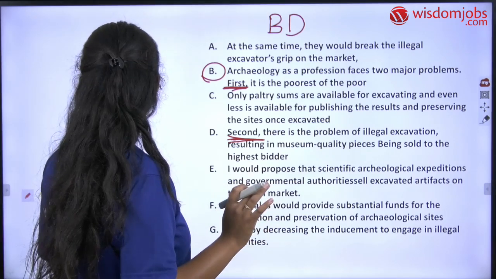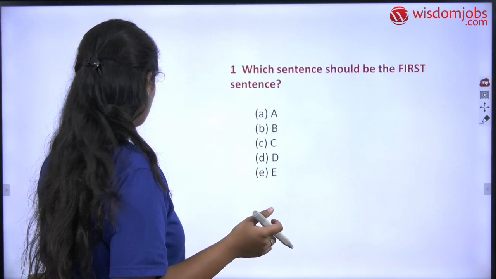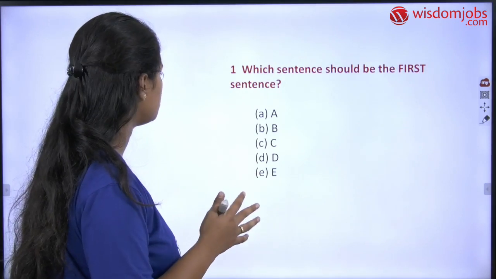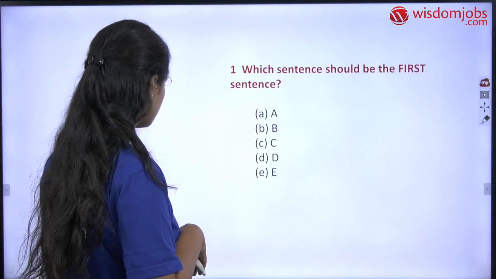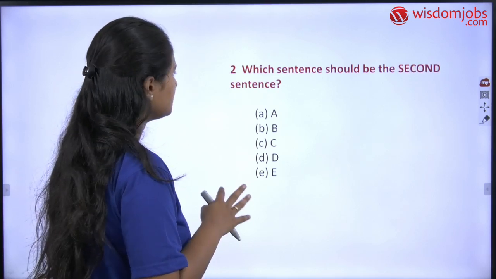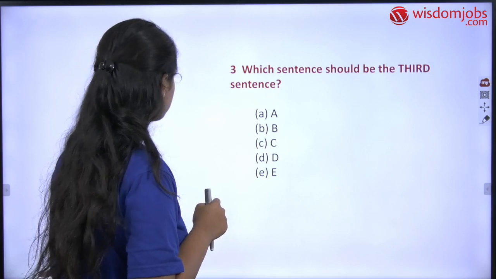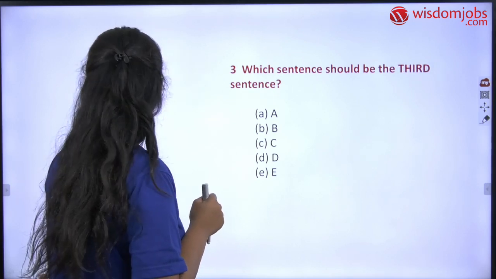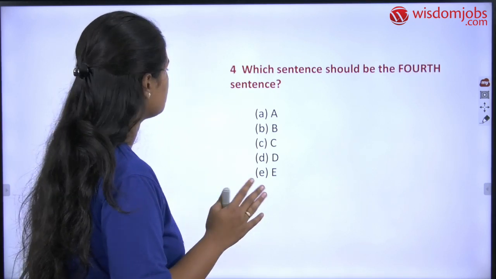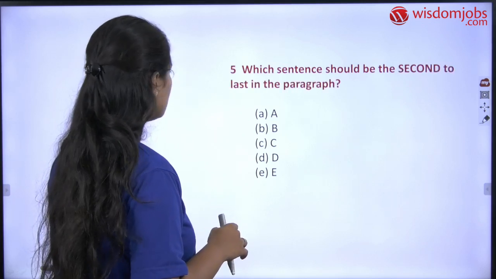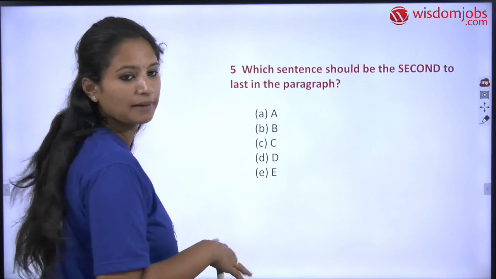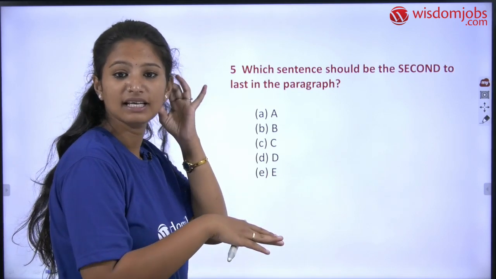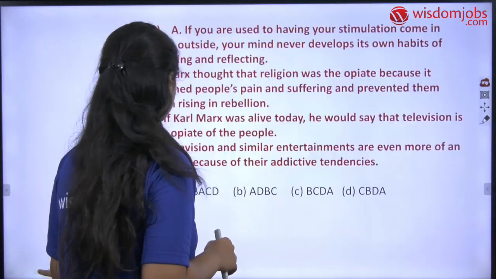Now let us go to the option C. Which sentence should be the first sentence? Which sentence should be the second sentence? Which sentence should be the third sentence? Which sentence should be the fourth sentence? And which sentence should be the second to the last in the paragraph? Second to the last. That means 6th sentence.